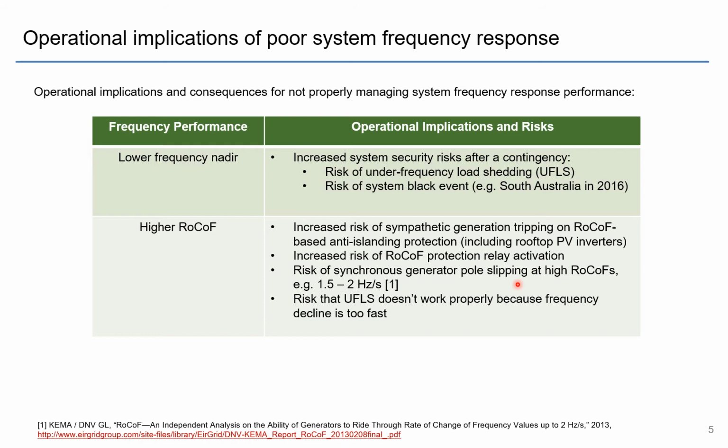And then at really high RoCoFs, we're at risk of generator pole slipping. So this is 1.5 to 2 hertz per second, which is quite fast. And there's a risk at very, very high RoCoFs that the UFLS scheme doesn't work properly. That means the frequency is declining so fast that you're going through stages before they're tripping. And this could ultimately lead to frequency collapse.